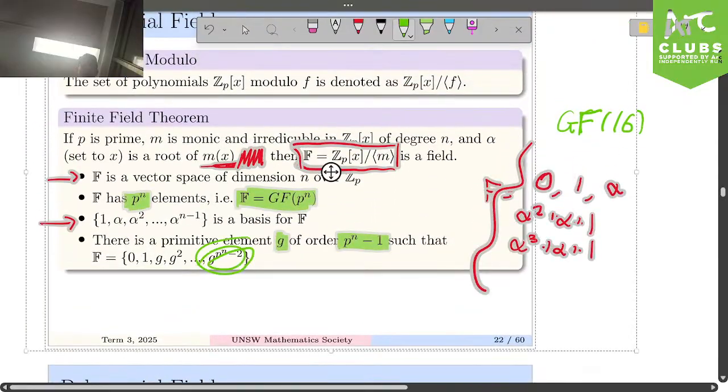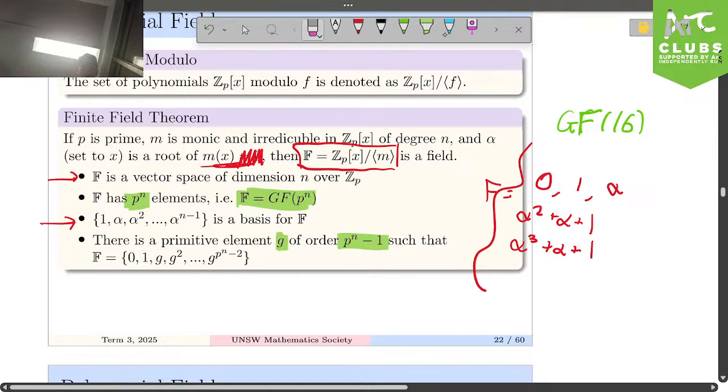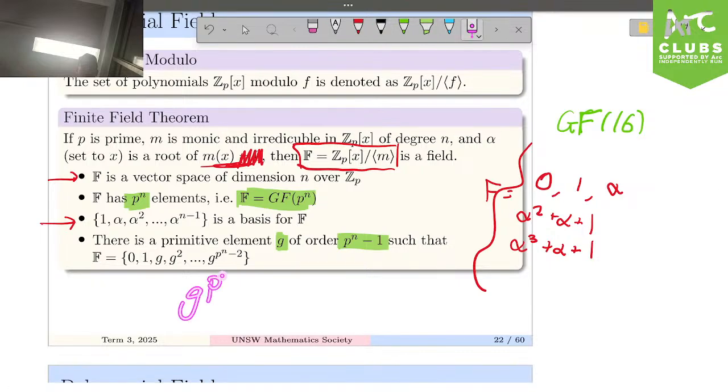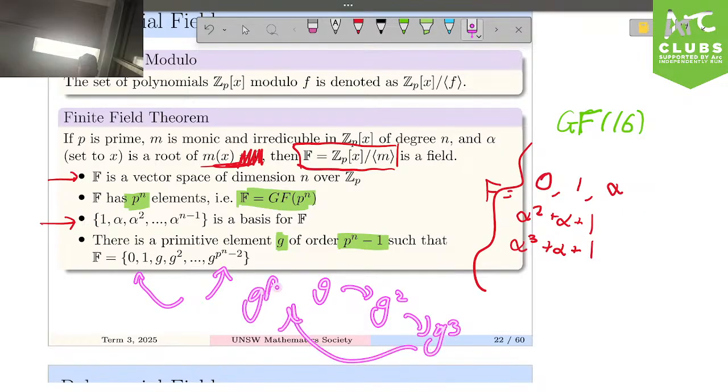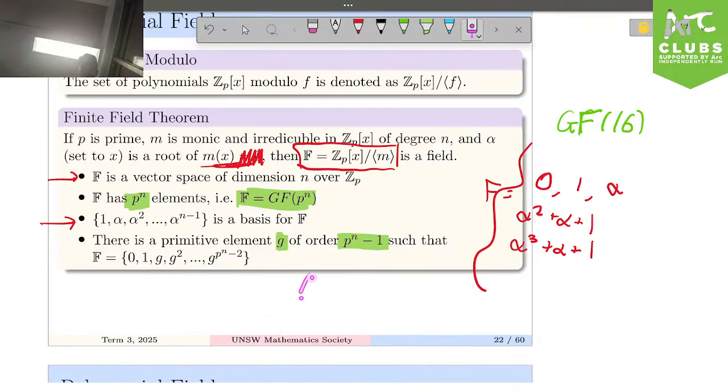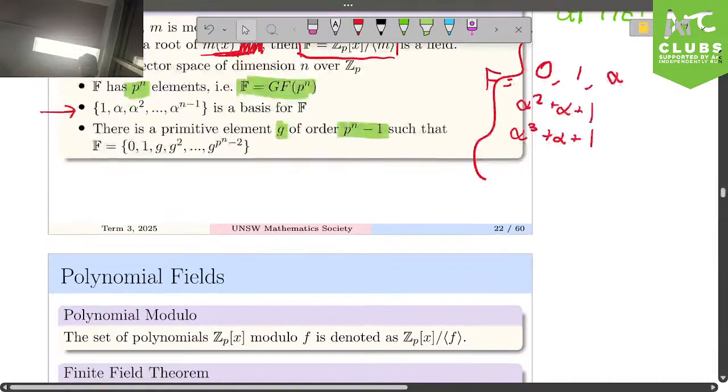Oh, and the element that we're looking at here has order p to the n minus 1, because we're saying that g to the p^n minus 1 is equivalent to 1. If I multiply this element by g, I'm going to come back to 1. So there's kind of a cycle going on here where g squared, g cubed, and then I have to go up to g to the p^n minus 2. And then I can get to 1, which I have not counted yet with g. Okay, so moving on.